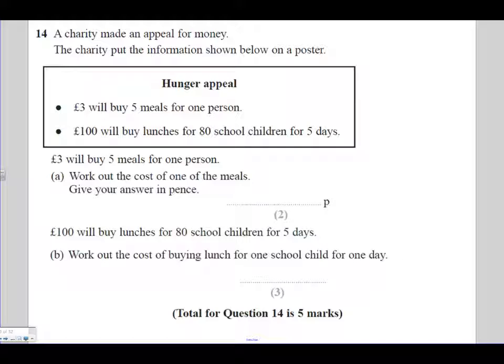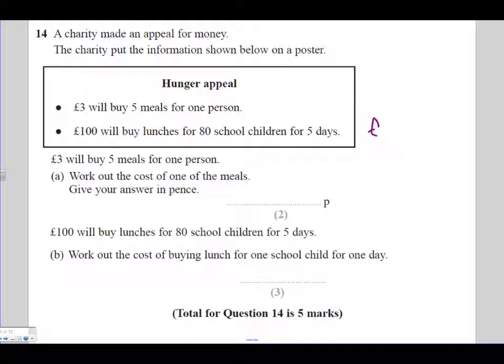Question 14. A charity appeal is made for some money and the charity puts information on a poster. So that a hunger appeal has £3 for 5 meals or £100 for lunches for 80 school children for 5 days. The first part says that £3 will buy 5 meals for 1 person. Work out the cost of one of the meals. Give your answer in pence.